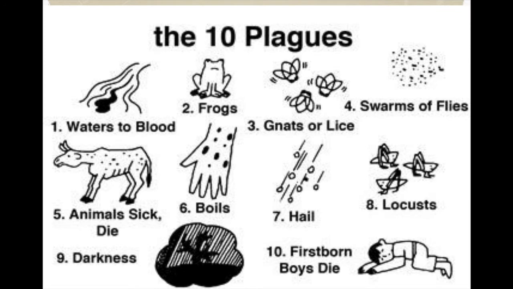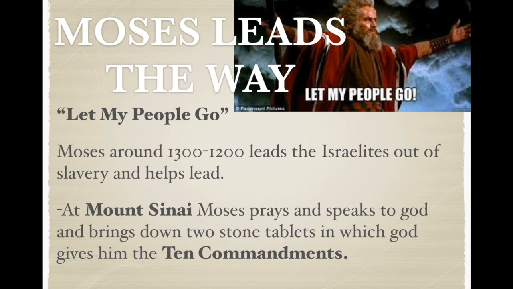So speaking of plagues, there were 10 total, and all of them occur, and by the time the 10th one occurs, when firstborn Egyptian boys begin to die, the Egyptians at last agree to allow the Hebrews to leave Egypt. Now, once Moses leads the Hebrews, the Israelites, out of Egyptian slavery, he comes across Mount Sinai, and there he receives the 10 commandments from God. So these include commandments like thou shalt not steal, thou shalt not kill, and we'll look at more details during class time.